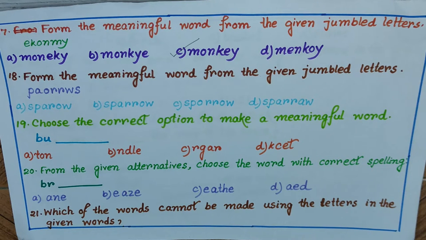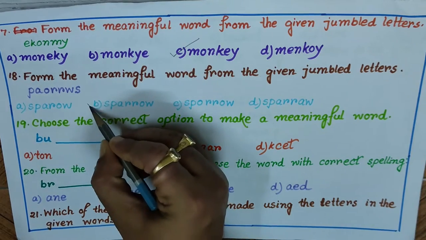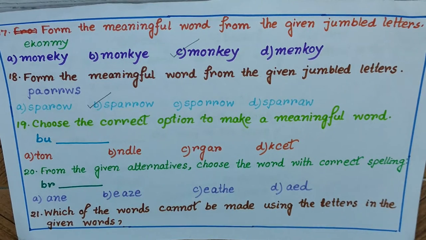P-A-O-R-R-W-L. So we are looking for something called sparrow. Among the A, B, C, D options, the correct spelling of sparrow is S-P-A-R-R-O-W. So option A is the right one. Remember to select the correct spelling also.